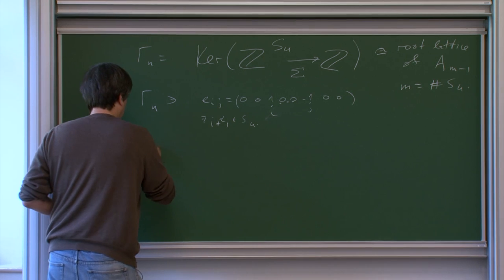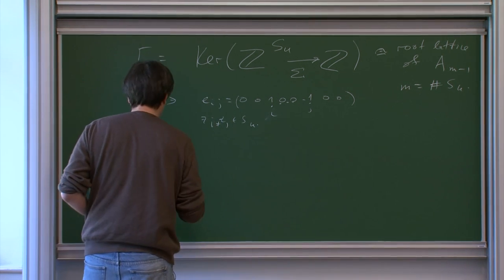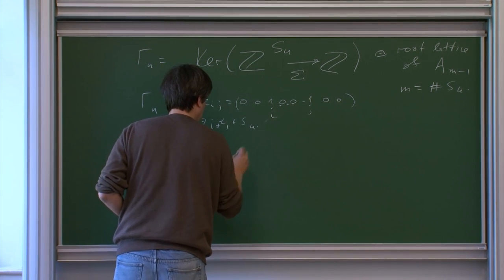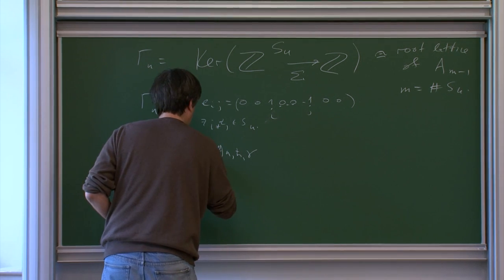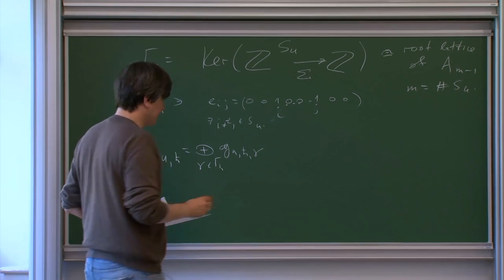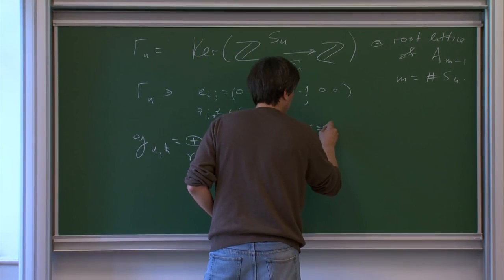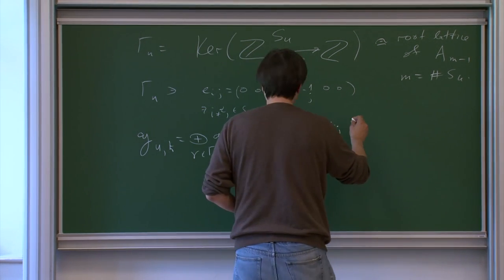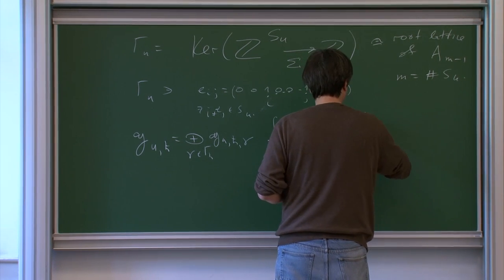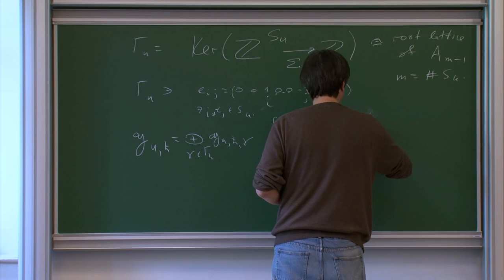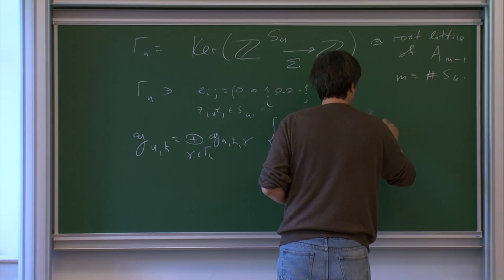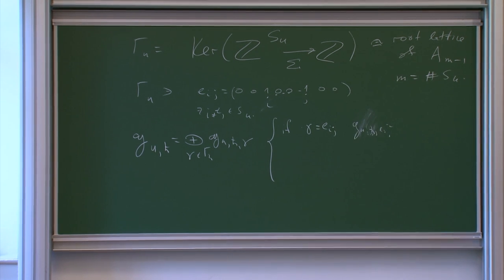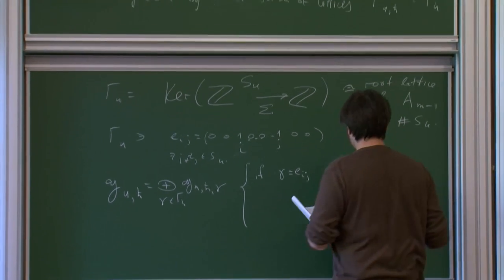Graded components are the following. Why is this Lie algebra graded by this lattice? If gamma is equal to e_ij, then the graded component is Hom between two different spaces.